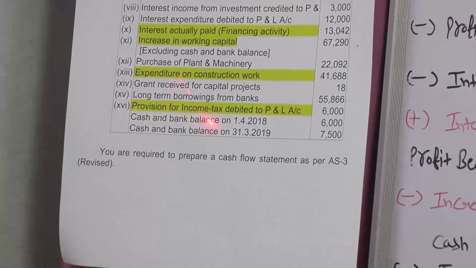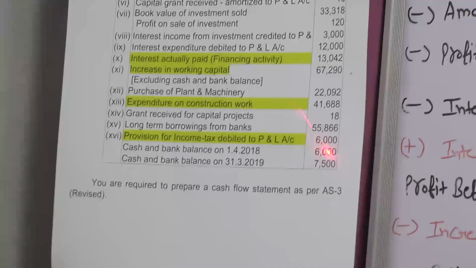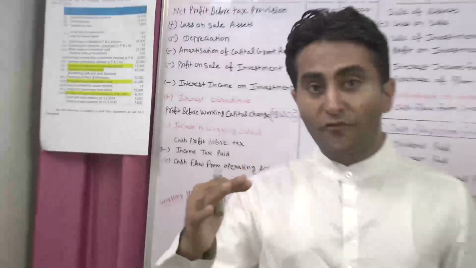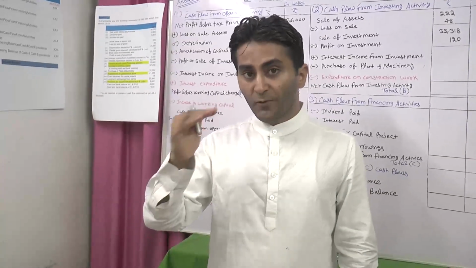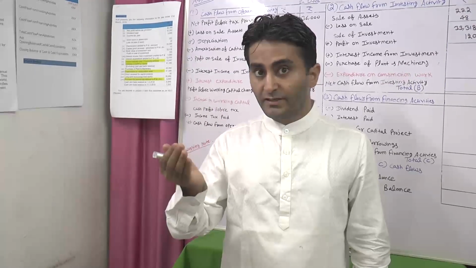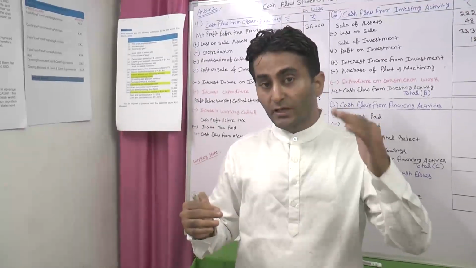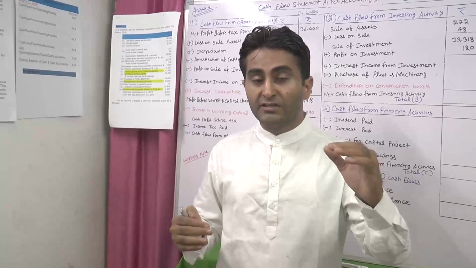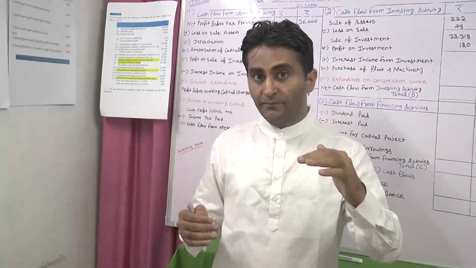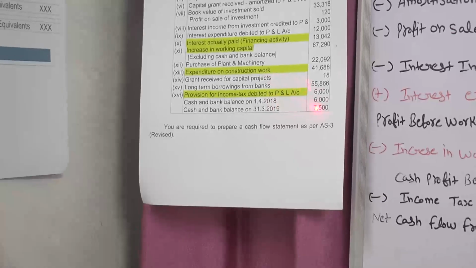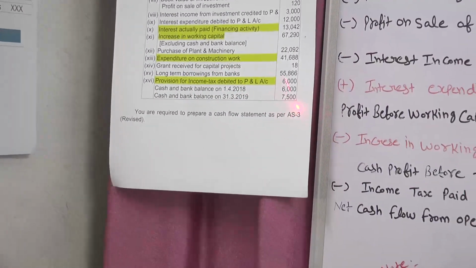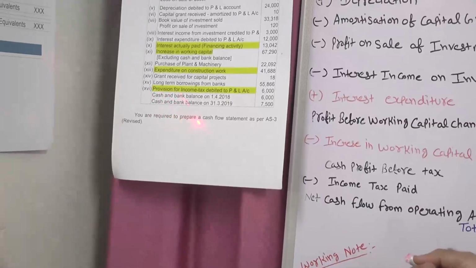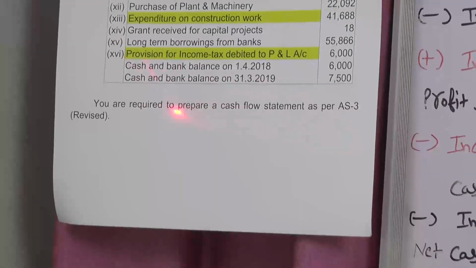Next is provision for income tax debited to profit and loss account 6,000. Suppose in the question net profit after tax is given, in that case we add provision for income tax to get profit before tax. But in the question net profit before tax is already given, so there is nothing to do with that item, so leave that item. Next is cash and bank balance on 1/4/2018 6,000. Cash and bank balance on 31st March 2019 7,500. You are required to prepare a cash flow statement as per Accounting Standard 3 revised.